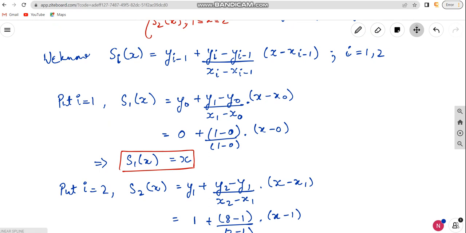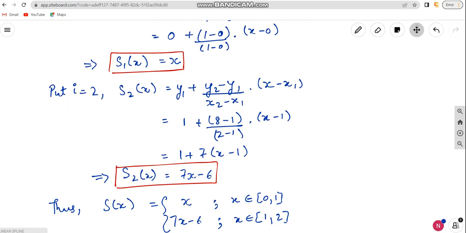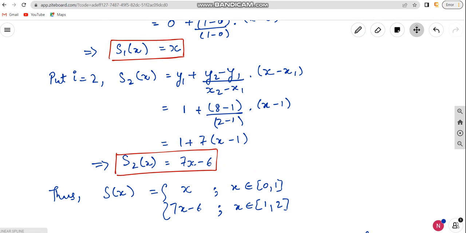The data is given above. आपके पास y0, y1, y2 and x0, x1, x2 available है. आपने सिर्फ इस फॉर्मूले में सब्सटीट्यूट करना है और आपको वैल्यूज मिल जाएंगी. S1(x) is x, and on a similar basis I have calculated S2(x), that is 7x minus 6. So this is my spline function for the given data set.